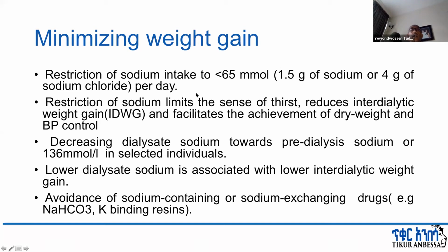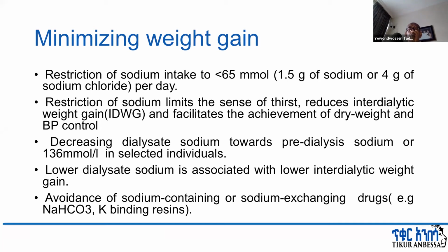And this allows us to reduce the sense of thirst, reduces interdialytic weight gain, and facilitates the achievement of dry weight and blood pressure control. Another contributor to weight gain is high sodium in the dialysate, which should be avoided as much as the circumstances allow.